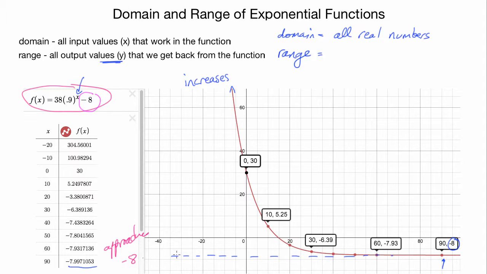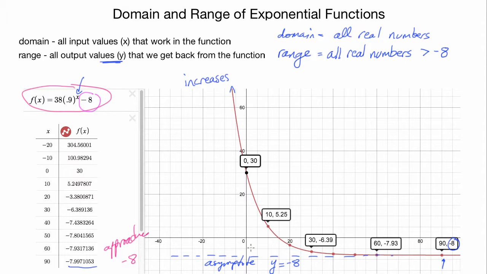And it approaches -8. So I have an asymptote, a line that kind of gives me a boundary at a y value equal to -8. That asymptote means that it's never going to equal -8 and it's never going to get below -8. So if I'm describing all the possible y values that work, it's all real numbers, but in this case they have to be greater than -8.